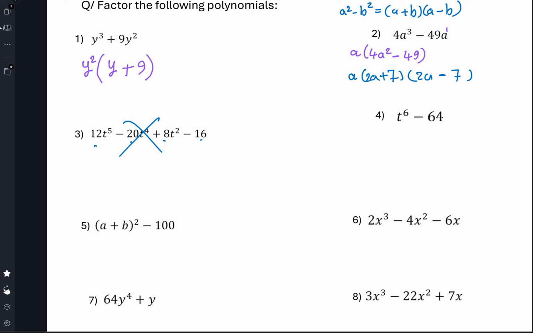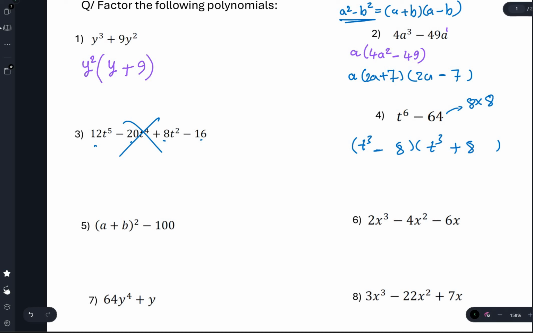About question 4. Question 4, again, is a difference between squares. Even powers of the variable are always squares, the same as this rule. So we can say two brackets: t power 3 minus t power 3 plus, because one negative, one positive, and t power 6 is going to be power 3, power 3. 64 can be 8, because 64 is 8 times 8 in a square. Also, we can solve this one by the cubic method, but I will leave the cubic for the other questions. Okay, let's go to the next question.